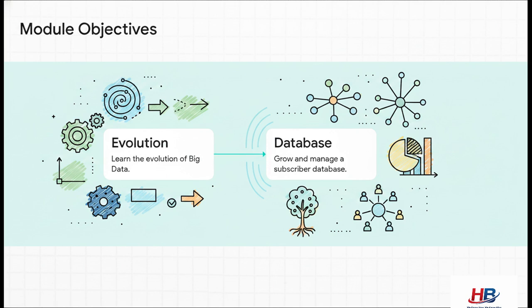But here's the kicker. That architectural knowledge is practically useless if it just stays abstract. So it has to feed directly into step 2, the ability to grow and manage a subscriber database. The architecture literally dictates the capability. You simply cannot build a highly responsive, personalized subscriber platform today if you don't understand the underlying evolved data plumbing that lets it process millions of inputs simultaneously.